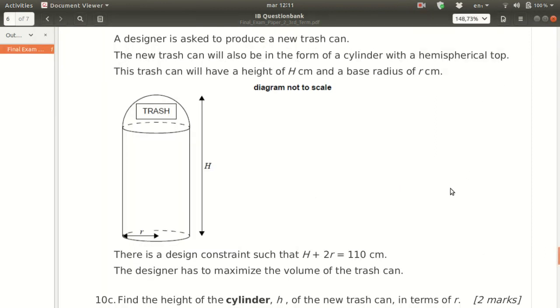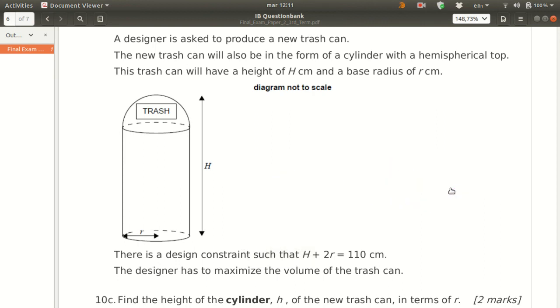Okay, a designer is asked to produce a new trash can. The new trash can would also be in the form of a cylinder with a hemispherical top. This trash can will have a height of h centimeters and a base radius of r centimeters. There's a design constraint such that the height of the trash can plus 2 times the radius is 110 centimeters. The designer has to maximize the volume of the trash can, so it's a calculus problem. Find the height of the cylinder, lowercase h, of the new trash can in terms of r.